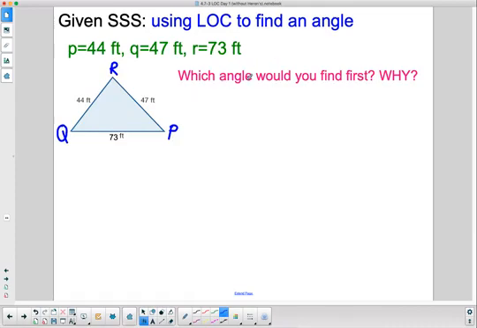If we were using the law of sines to find an angle, inverse sine, remember, can only find angles in the right half, angles from negative 90 degrees to positive 90 degrees. Inverse sine can only find an acute angle for us in a triangle. It can't find the obtuse. That's why we always aim for the smallest.